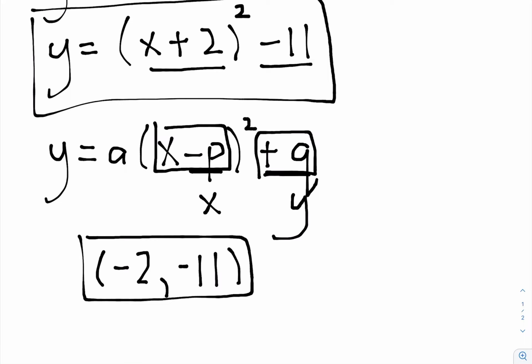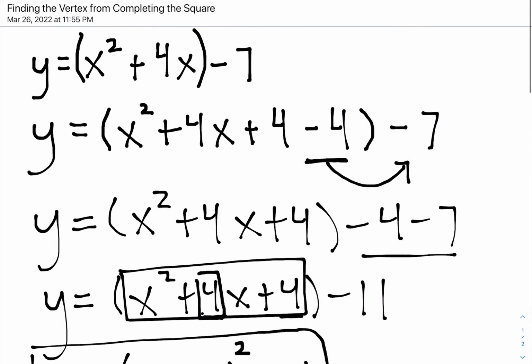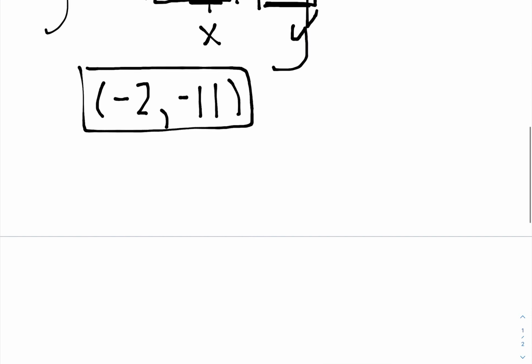Okay, so your answer would be -2 and -11. Okay, so that's how we complete the square. Let's just do another example here. So now I'm going to do an example where we have a coefficient in front of the x squared.